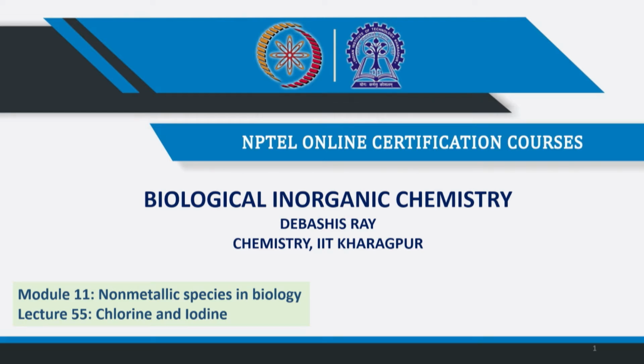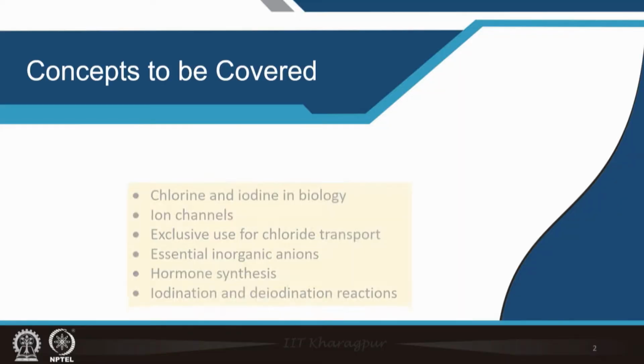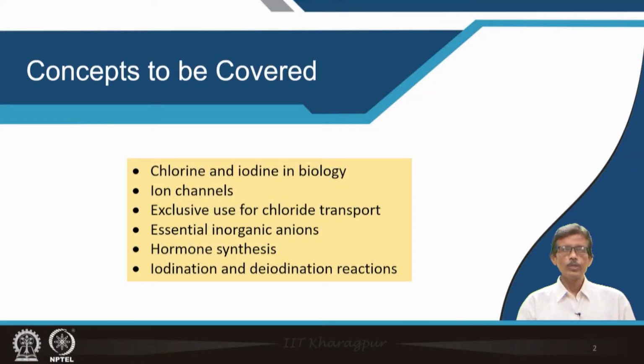It is not chlorine and iodine, but it would be the chloride ion and the iodide ion. So, we will talk about these two elements in biology, whether we need some ion channels for that purpose or not, and why we require exclusively the chloride ion transport for a particular point. And that way we can also try to know whether Cl minus and I minus, the inorganic anions, the way we know them, are essential for our life processes also.